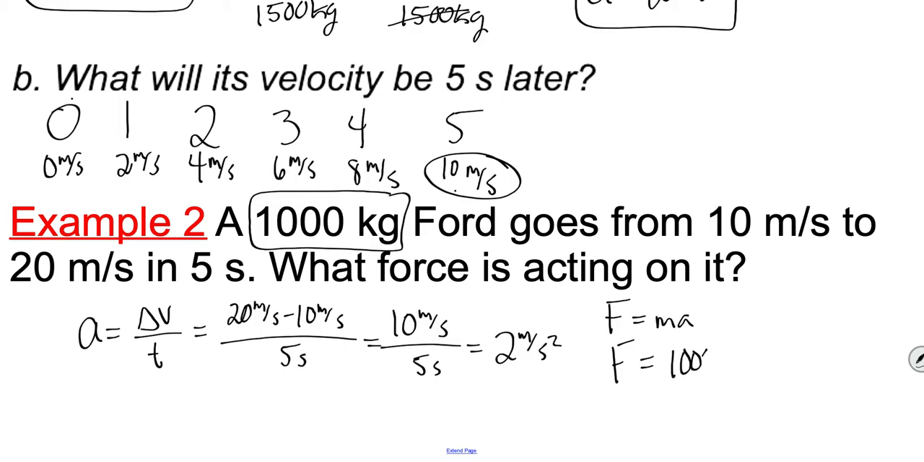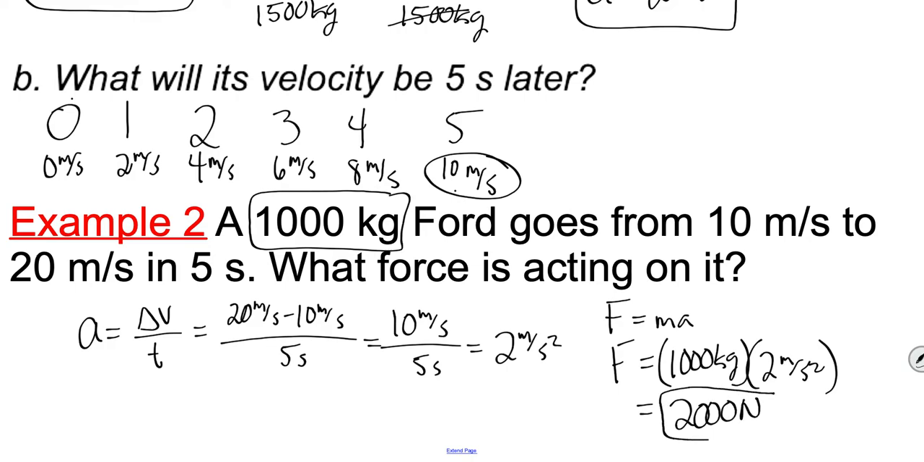So 1,000 kilograms times my acceleration of 2 meters per second squared. The force applied on the vehicle is 2,000 newtons, okay? So this is a way you see how we used our previous acceleration equations with our new acceleration and force equation, so Newton's second law, in order to calculate forces on an object.